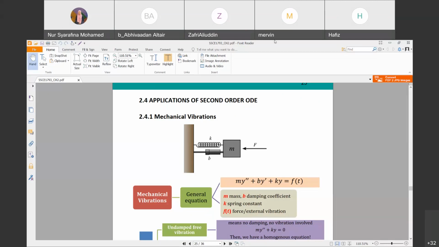Okay, and now, where can we apply those fundamentals? As for today, I'm going to briefly explain the application of second order, and then I'm going to give you an assignment after this. So our assignment should focus on this chapter. All right. Okay. So now, shall we start?